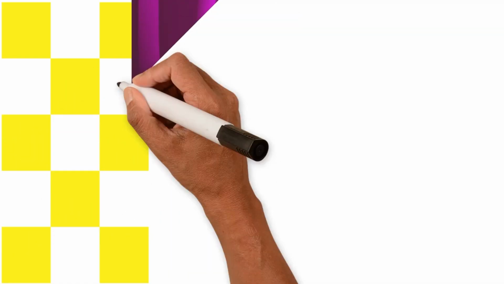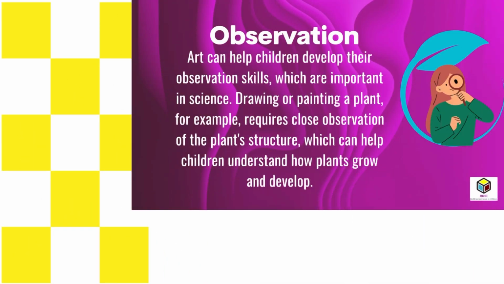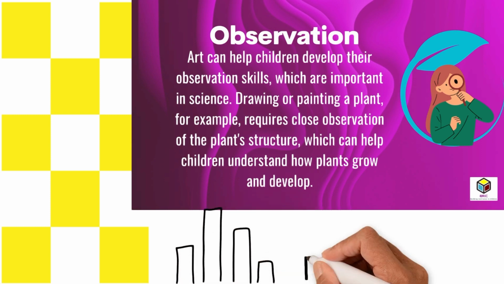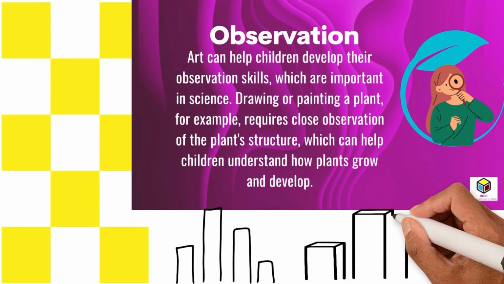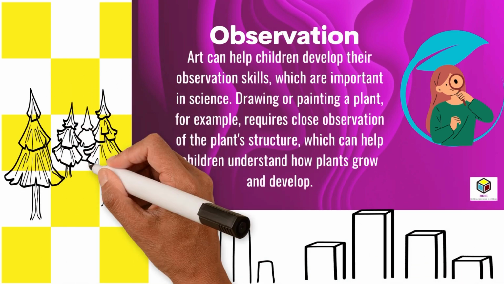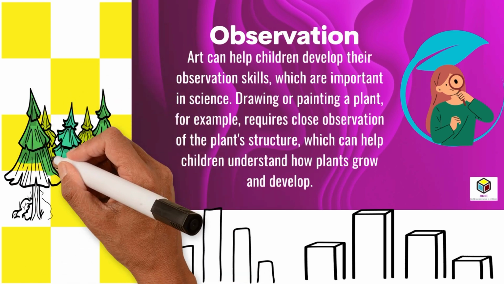Number 3, observation. Art can help children develop their observation skills, which are important in science. Drawing or painting a plant, for example, requires close observation of the plant structure, which can help children to understand how plants grow and develop.